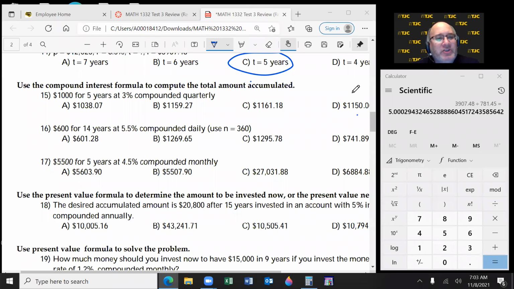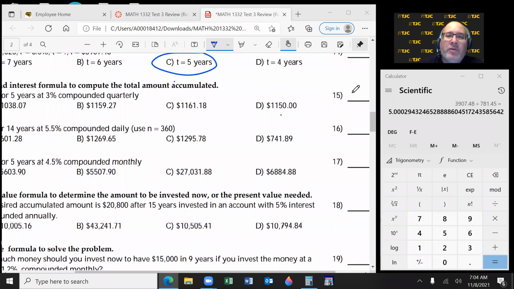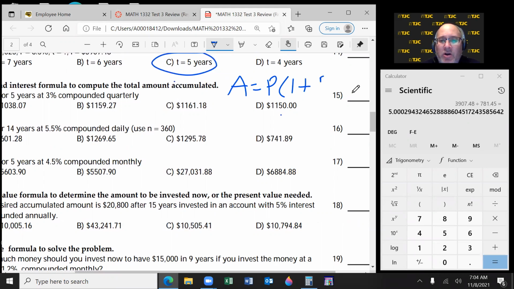All right, let's pick up with question 15, compound interest. Use the compound interest formula to compute the total amount accumulated. It's a formula, and half the battle on this test is grabbing the right formula. The formula for compound interest is A equals P times 1 plus R over N, all to the NT power.